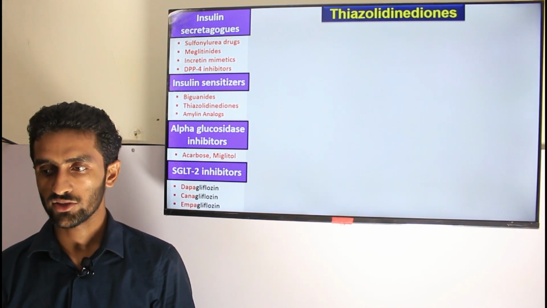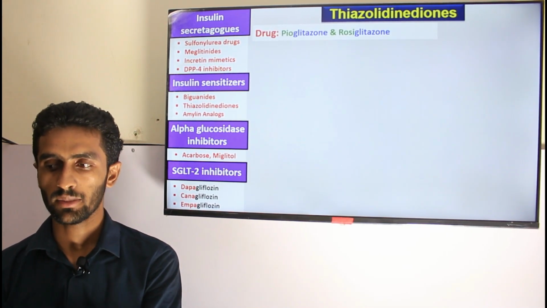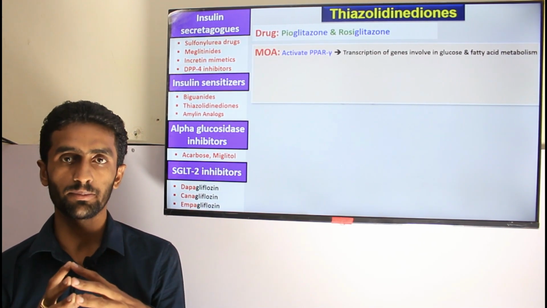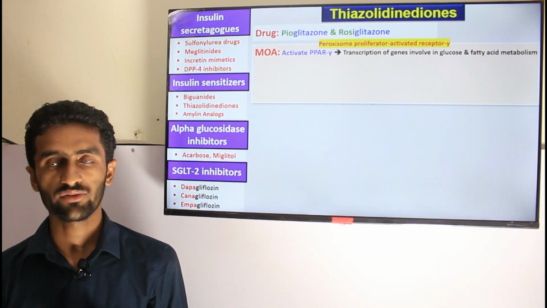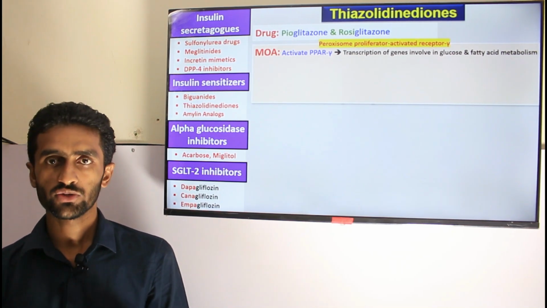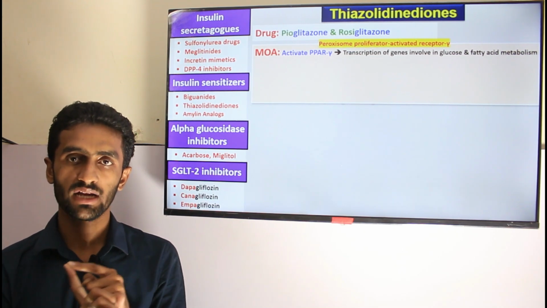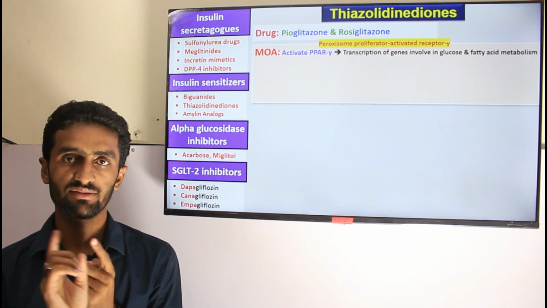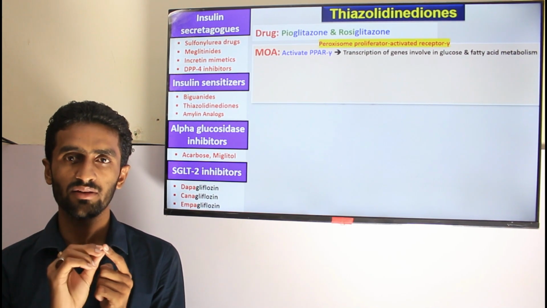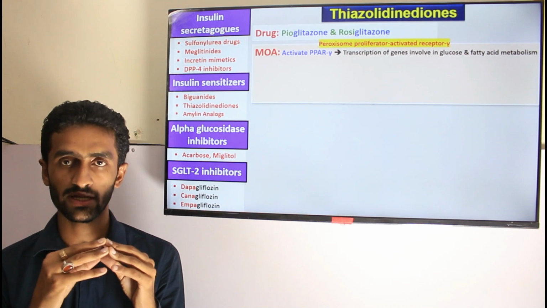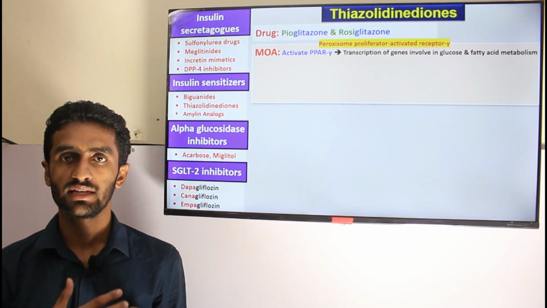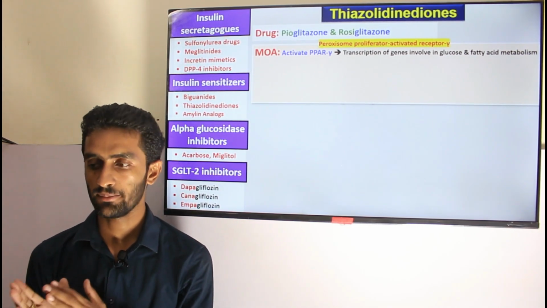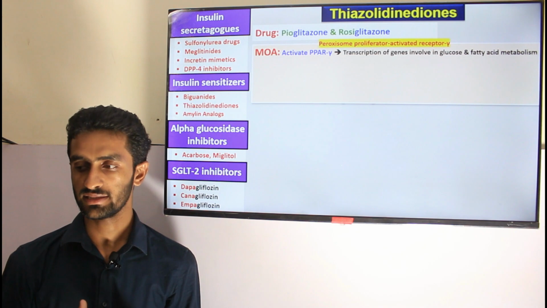Now let's look at the thiazolidinediones. So here you have the glitazones: pioglitazone and rosiglitazone. Okay, so they are associated with the activation of PPAR gamma. What is PPAR gamma? Peroxisome proliferator-activated receptor gamma. So there is PPAR alpha and PPAR gamma. PPAR alpha is important in dyslipidemia because the fibrates activate PPAR alpha, which increases lipolysis. Okay, so that's beneficial in the treatment of dyslipidemia, or you can say hyperlipidemia. While PPAR gamma activation is important in the anti-diabetic condition.